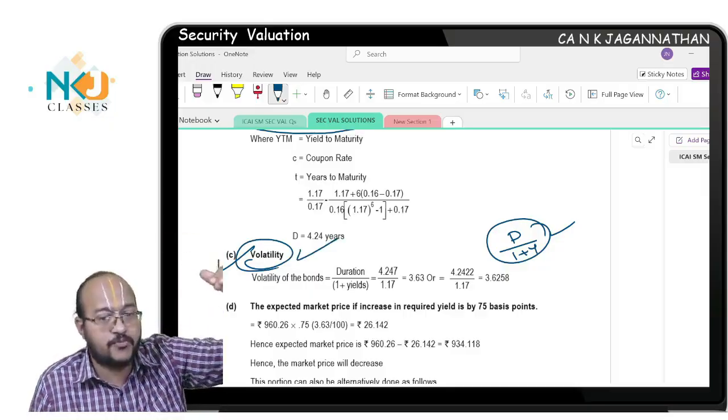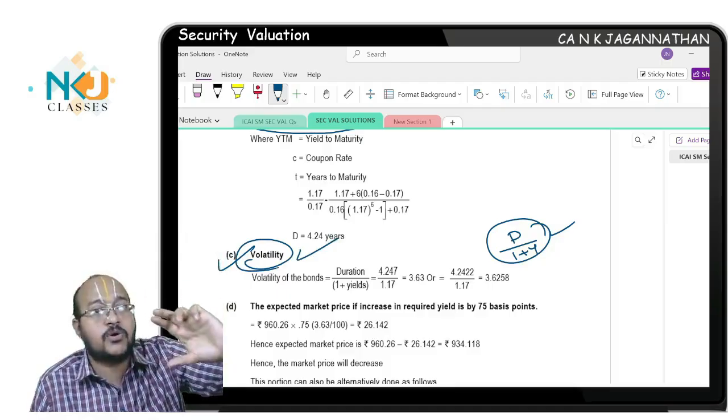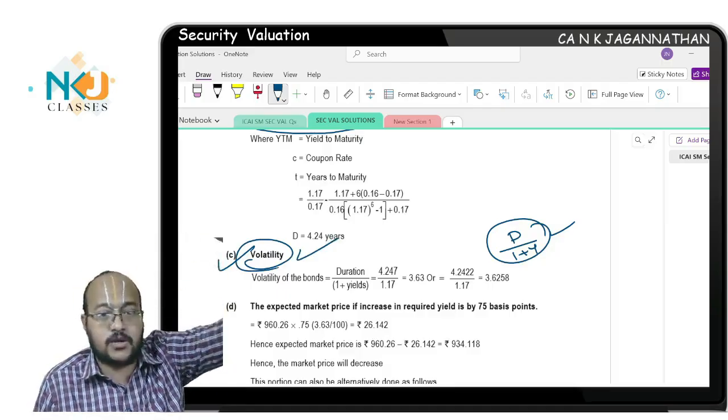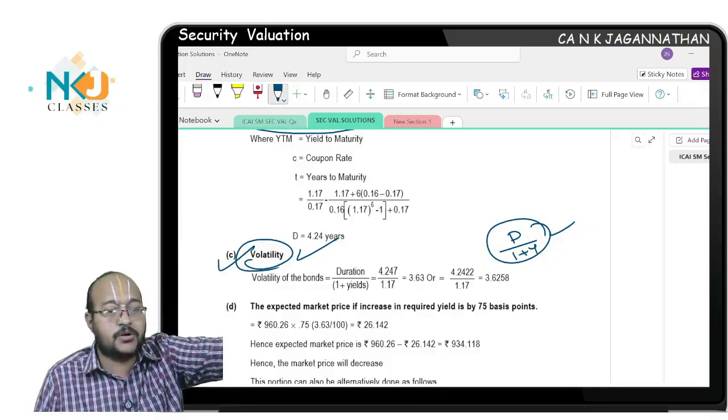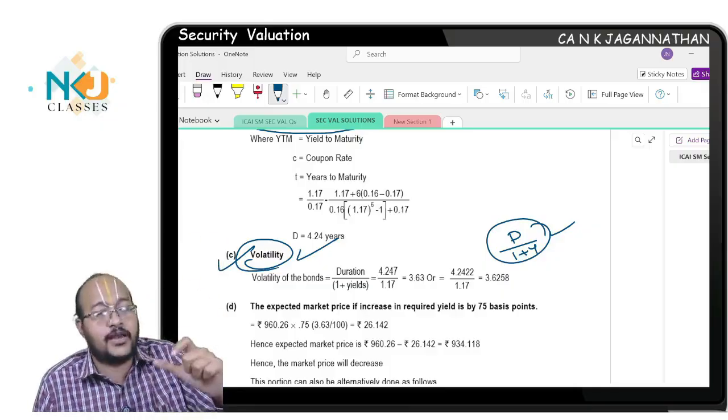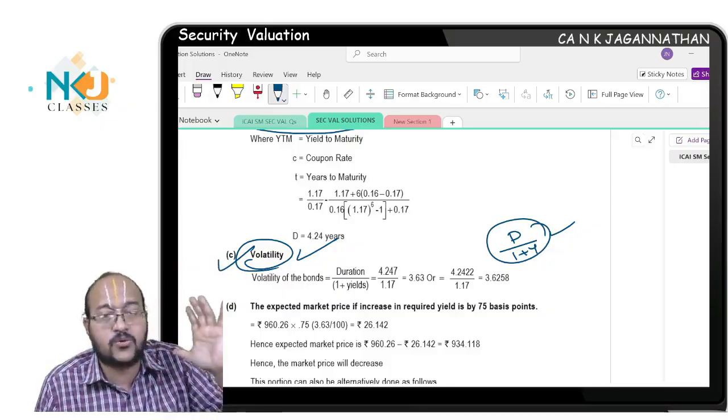Initially, you need to find the value of the bond. For the value of the bond, you will need the YTM. YTM is given, so find the value of the bond. Then the value of the bond is important to find the duration, because you need the proportion to total value. So you will find out the proportion and find out the duration of the bond.